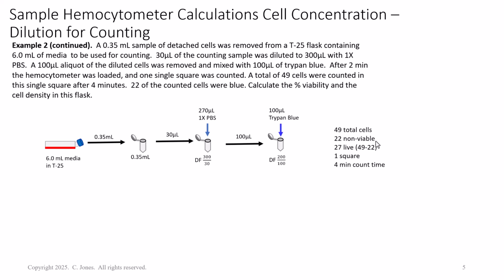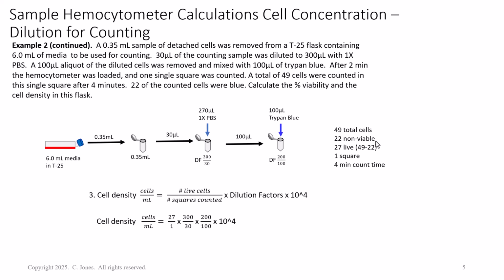And again, just summarizing the data that we have, 49 total cells, 22 non-viable, 27 live, we counted 1 square. Okay, so cell density. Cells per mil is equal to the number of live cells divided by the number of squares counted times the dilution factors, of which there are 2 here, times 10 to the 4th, the correction factor for the hemocytometer. So if we plug these numbers in, right, the cells per mil is going to be 27 live cells divided by 1 square, right?